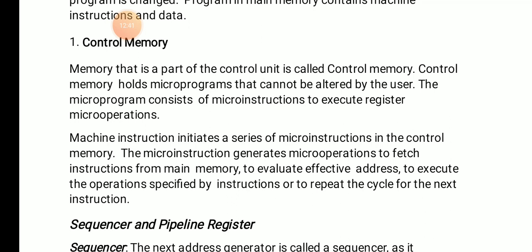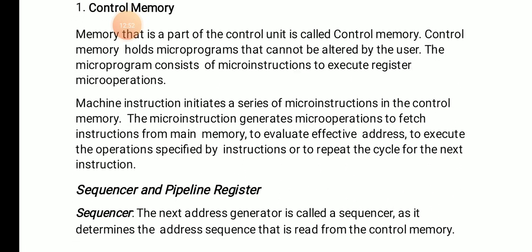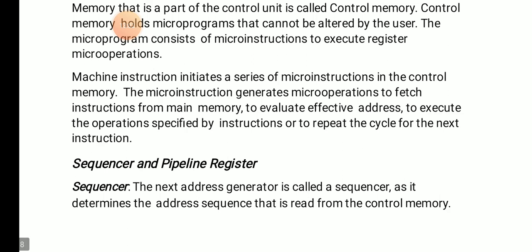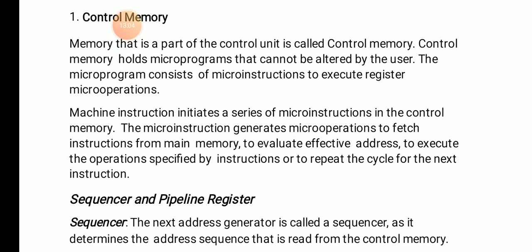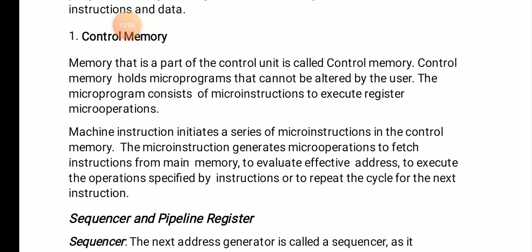The microprograms consist of microinstructions to execute the register micro operations. A machine instruction initiates a series of microinstructions in the control memory. The microinstructions generate micro operations to fetch the instruction from main memory, to evaluate the effective address, to execute the operation specified by the instruction, or to repeat the cycle for the next instruction.